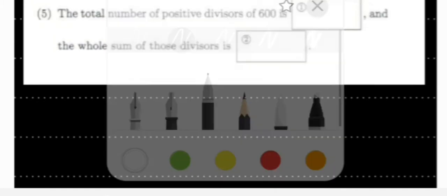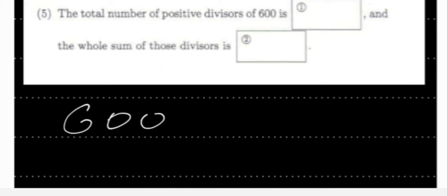He's asking you, you have this number over here, 600, and he wants to know the number of divisors and the sum of the divisors, okay, sum of divisors. So these are the two things he wants. So how do you go on solving this?